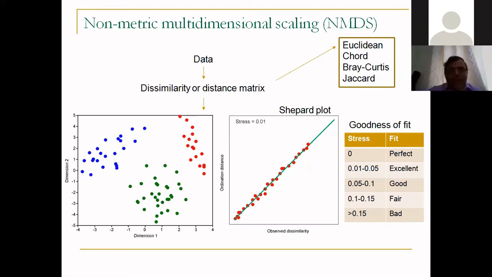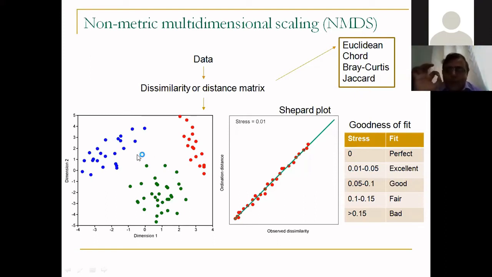So this is a very nice method, and in fact, in some cases we actually prefer non-metric multidimensional scaling over PCA, because if you are actually interested in finding the groups and looking at how the groups are spread, then this method is better, because you actually find distances among organisms and plot them. Now, these distances can be anything, like you can have Euclidean distances, chord distances, Bray-Curtis or Jaccard, or different types of distances, and you plot them.